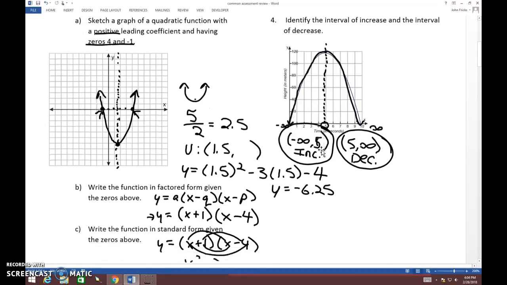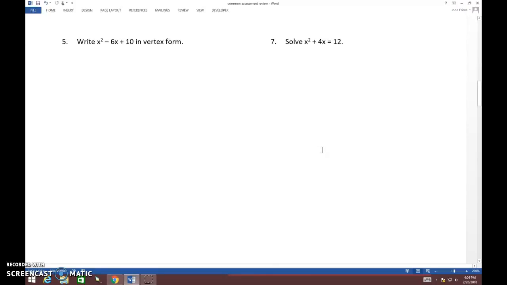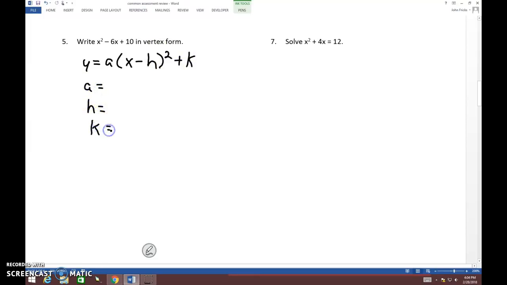All right, after number 4, we then have number 5. Number 5 wanted us to write this in vertex form. So remember, vertex form looks like this. y equals a(x minus h) squared plus k. So in this problem, we need to know a, h, and k. So to write this in vertex form, I need to identify what my vertex is going to be. So in this problem, all I'm going to do is figure out a, h, and k. So we already know a is equal to 1.